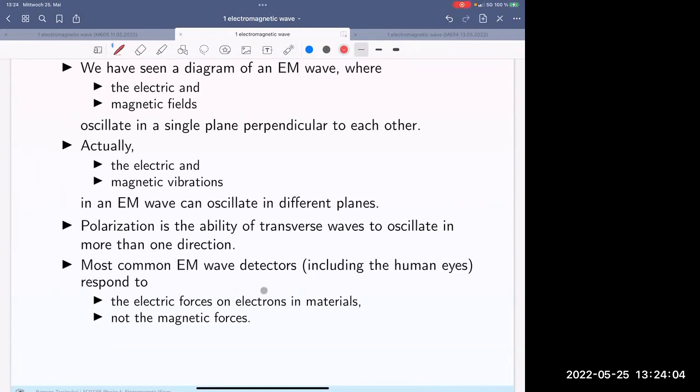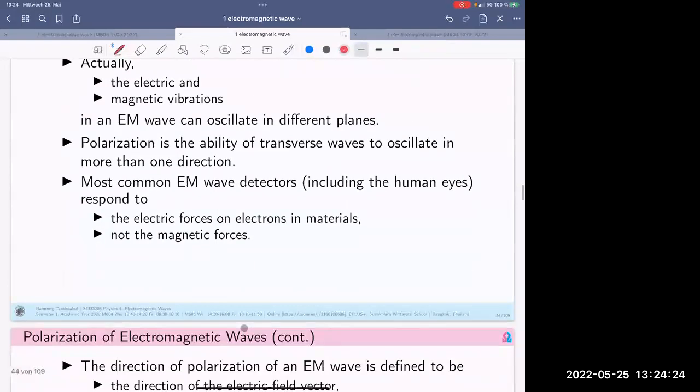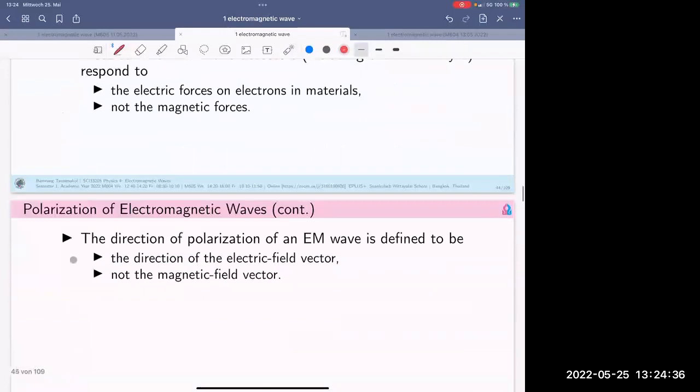electromagnetic wave detectors could respond to electric forces on electrons in materials, not the magnetic forces. So also the human eyes. Okay, we will depend mainly on the electric field. So we will not depend on the magnetic field because many detectors are more sensitive to the electric field. And the direction of the polarization of an electromagnetic wave can be defined to be the direction of the electric field vector, not the magnetic field vector.